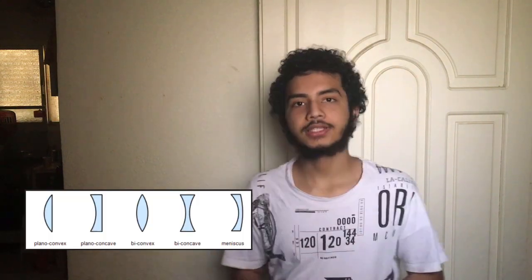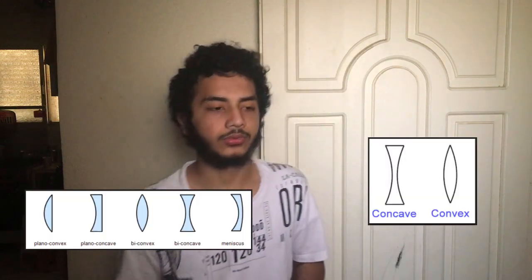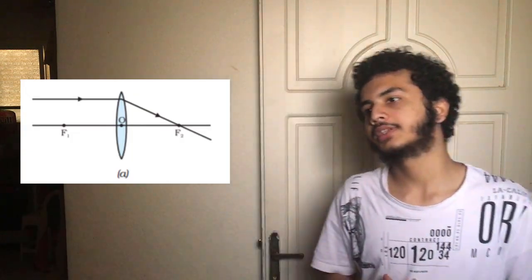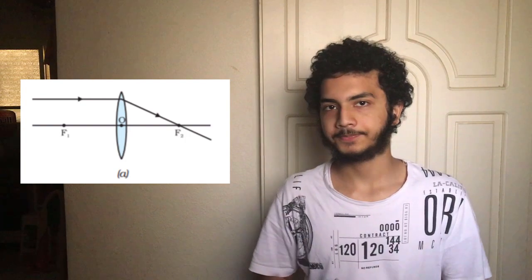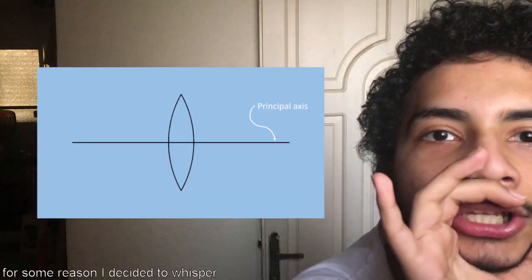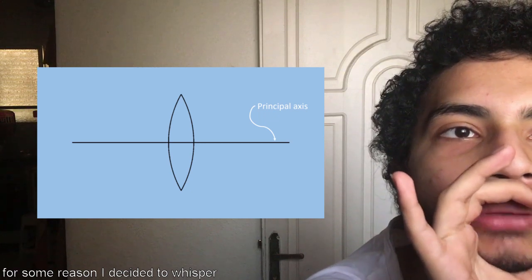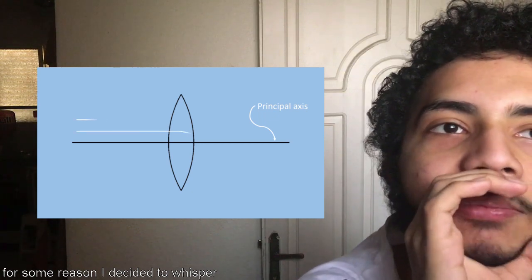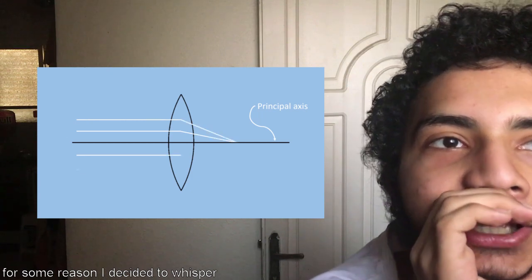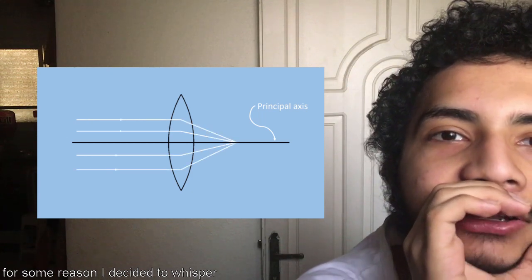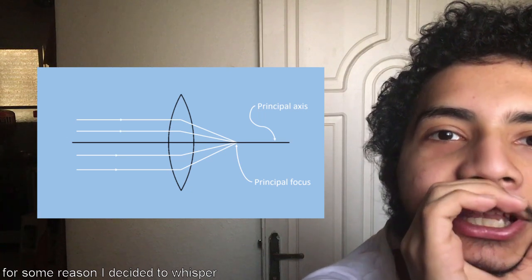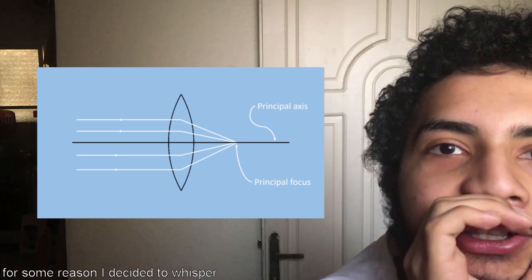There are a lot of lenses out there, but you need to know only two: a convex and a concave lens. This is what a convex lens looks like when drawn on paper. The light passing through its middle is called the principal axis of the lens. When all the light rays are parallel to the principal axis, they refract and converge at a single point. This point is called the principal focus of the lens.